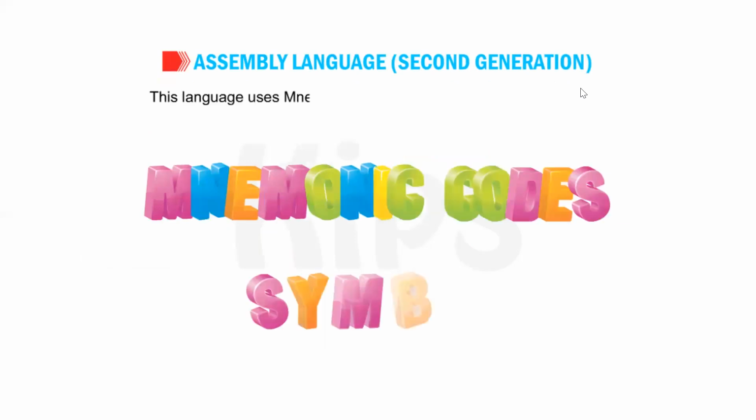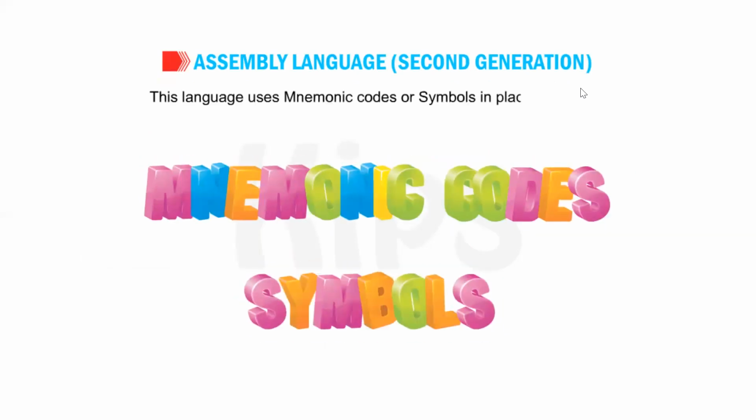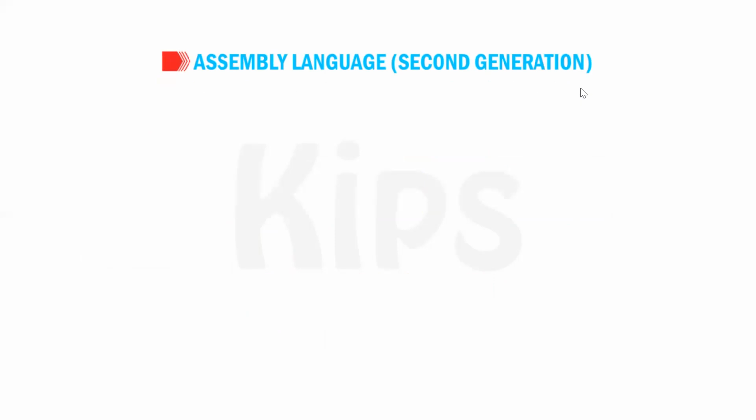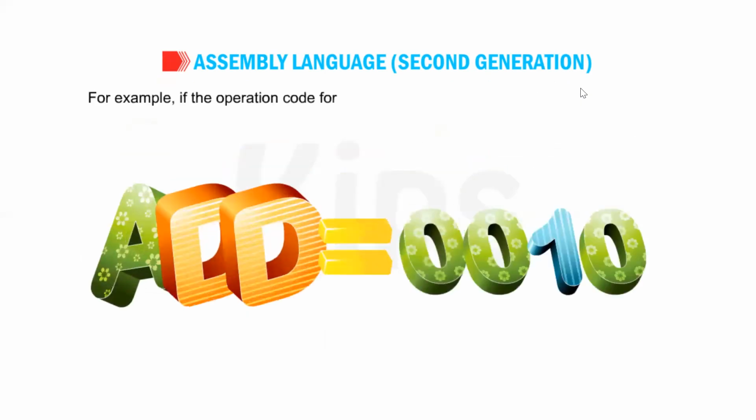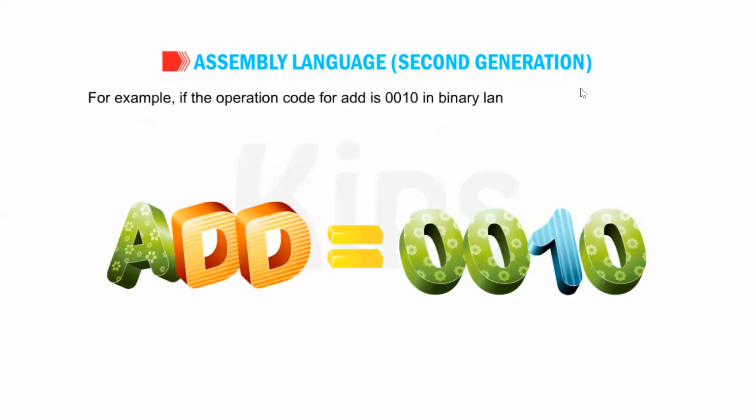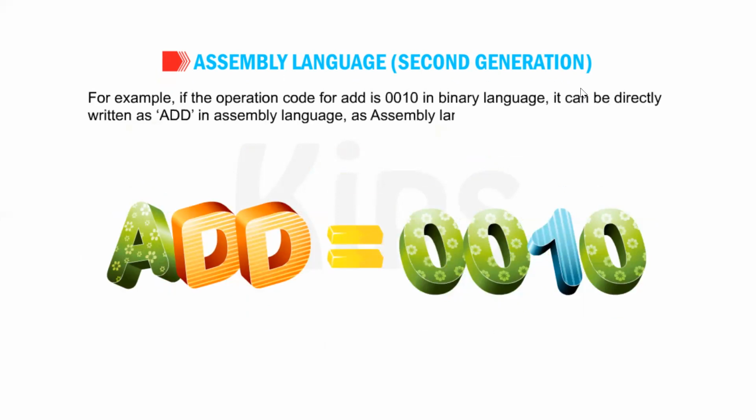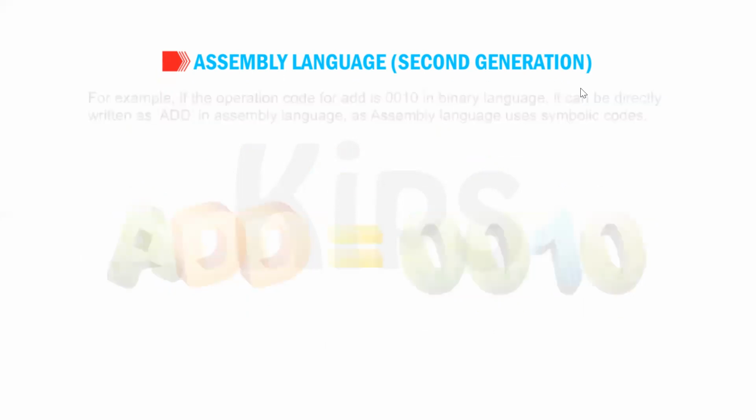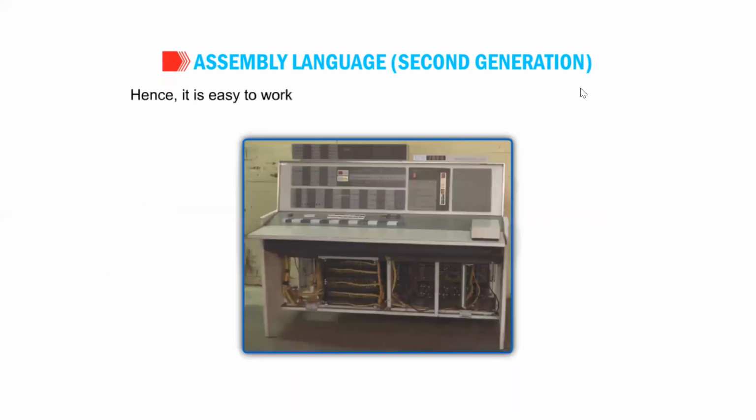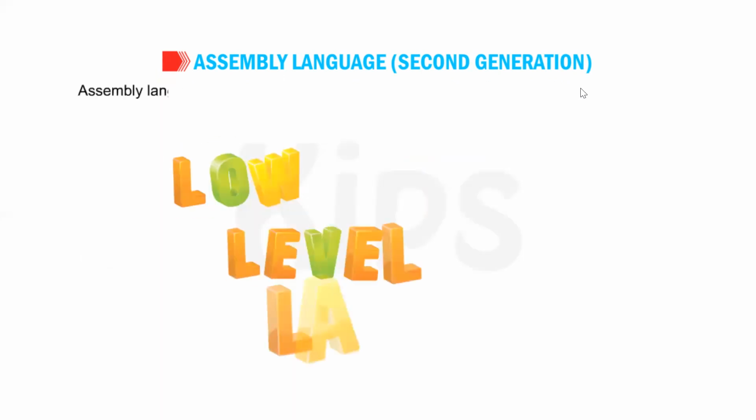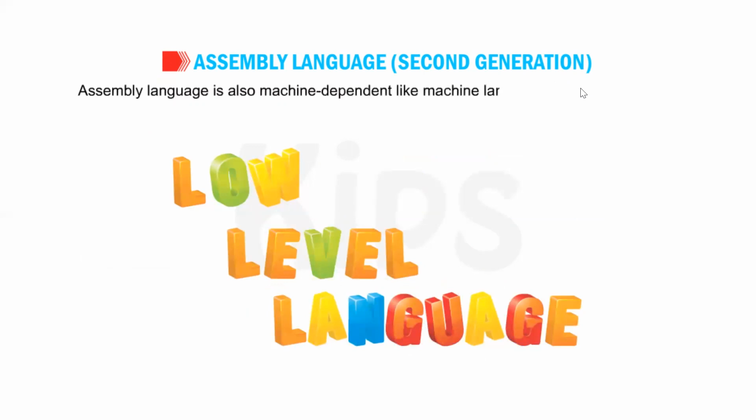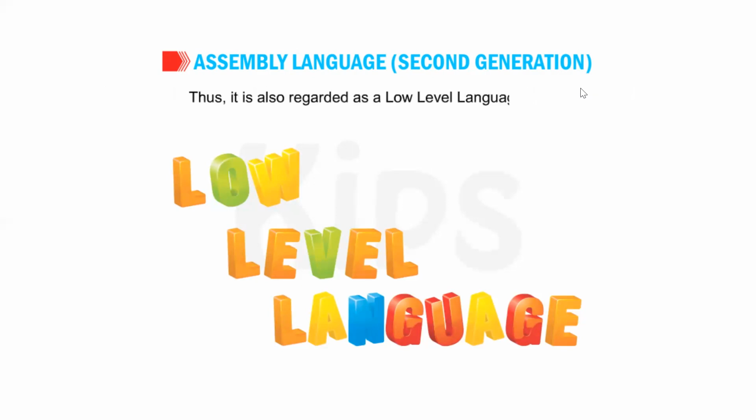Okay, let me tell you about assembly language, second generation language. This language uses mnemonic codes or symbols in place of 0 and 1. For example, if the operation code for add is 0010 in binary language, it can be directly written as add in assembly language, as assembly languages use symbolic codes. Hence, it is easy to work with assembly language than in binary language. Assembly language is also machine dependent like machine language, and programming in this language is quite time consuming. Thus, it is also regarded as a low-level language, LLL.